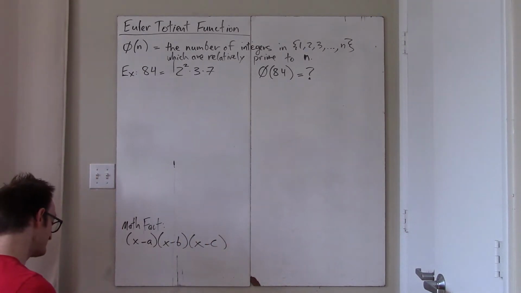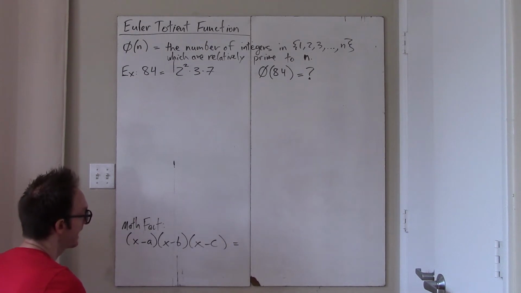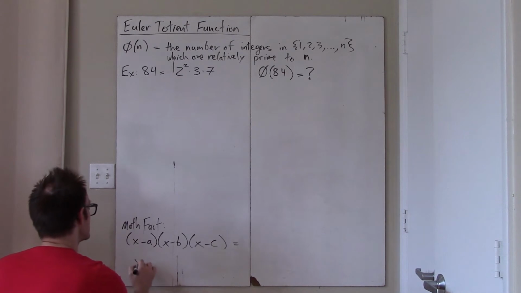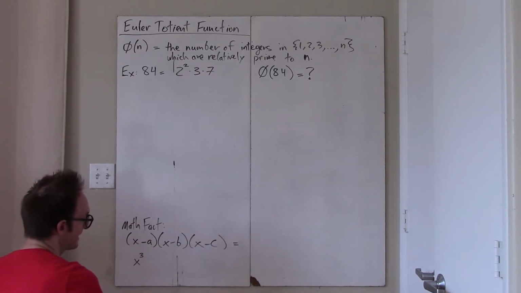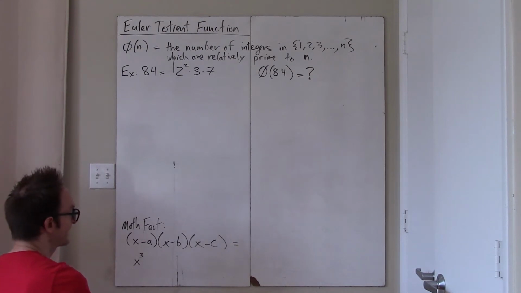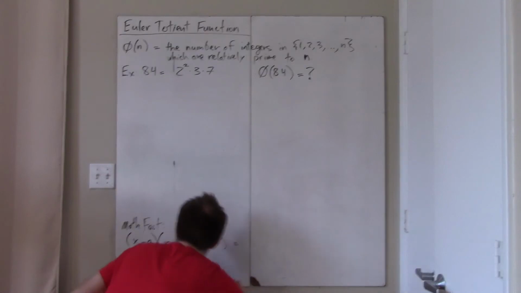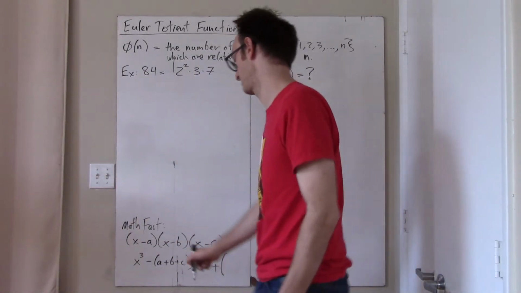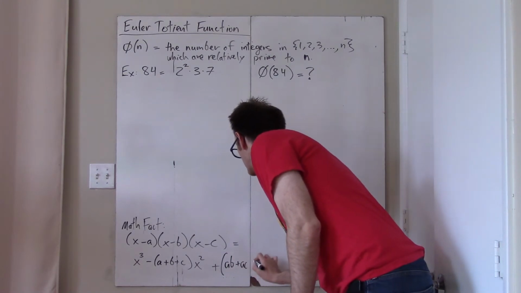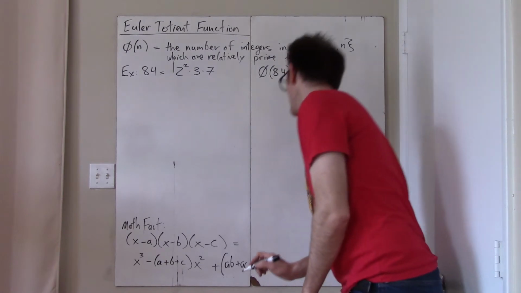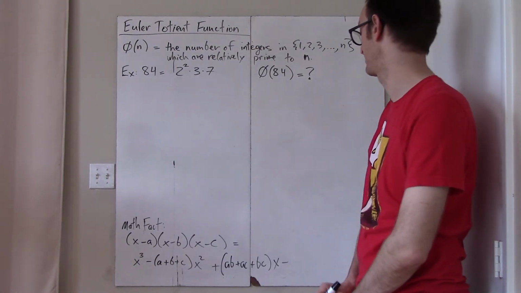Take the product x minus a, x minus b, x minus c. When you multiply this all out, what you in fact get is x cubed. This is just a polynomial. It has 3 roots. The 3 roots are a, b, and c. And in fact, when you multiply the polynomial out, what you get is x cubed minus the sum of the roots, plus the sum of the pairwise products, so that's AB plus AC plus BC, times x, and then minus the sum of the triple-wise products, which is ABC.